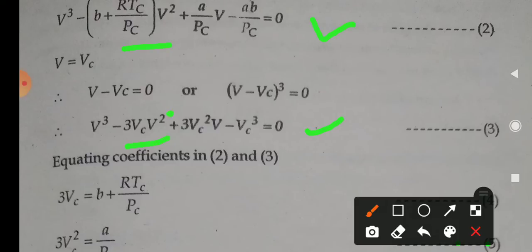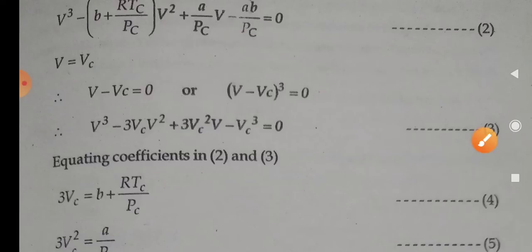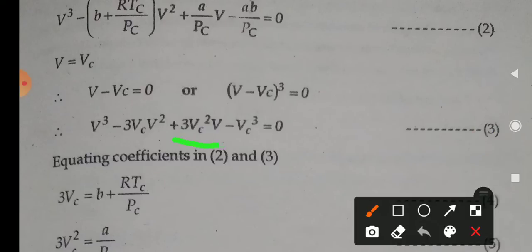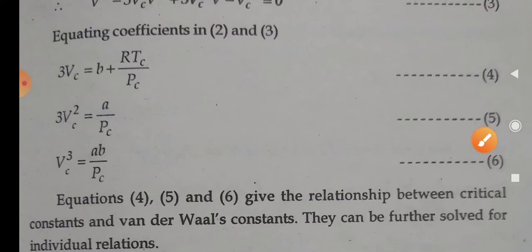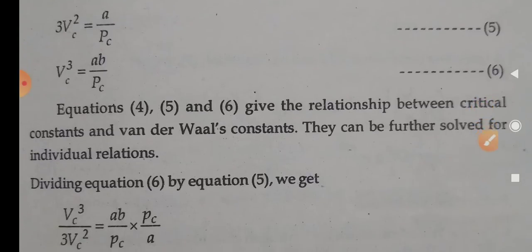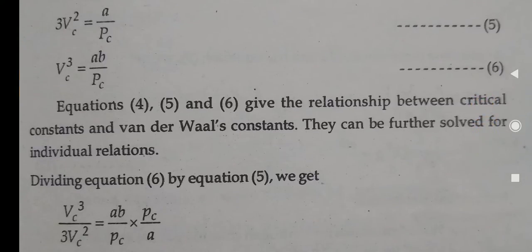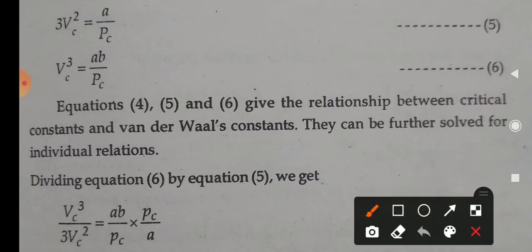So here V² and V², these are the coefficients. So 3VC is equal to b + RTC/PC. Now compare these two equations. We get 3VC² = a/PC, and by comparing the last terms, we get the equation VC³ = ab/PC.